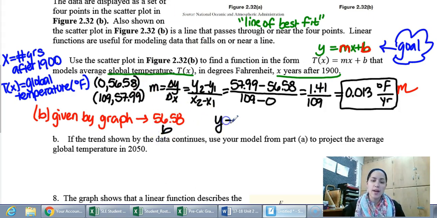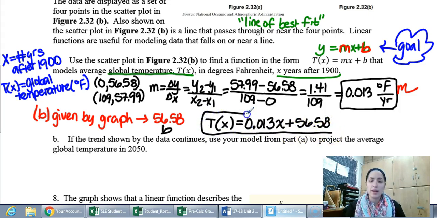So now writing y equals mx plus b, or let's do T of x, because that's what we're supposed to use. T of x equals mx, so 0.013x, plus b, which is 56.58.